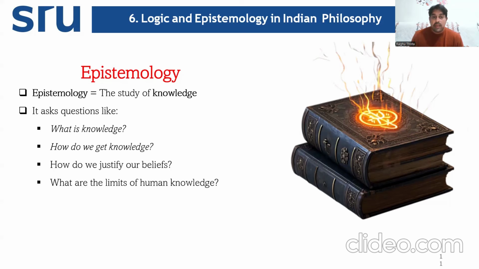Whatever beliefs we have, we already had a discussion, what is a belief? I'm thinking that something is true, but I'm not sure whether it is right or wrong. That is called belief. So how do you justify your beliefs? I'm thinking in a right way. So this is called epistemology. What are the limits of human knowledge? Is there any end for the human knowledge, or is it unlimited, with no end? Thinking about all these aspects together, we call it epistemology. In short, the study of knowledge. That is called epistemology.